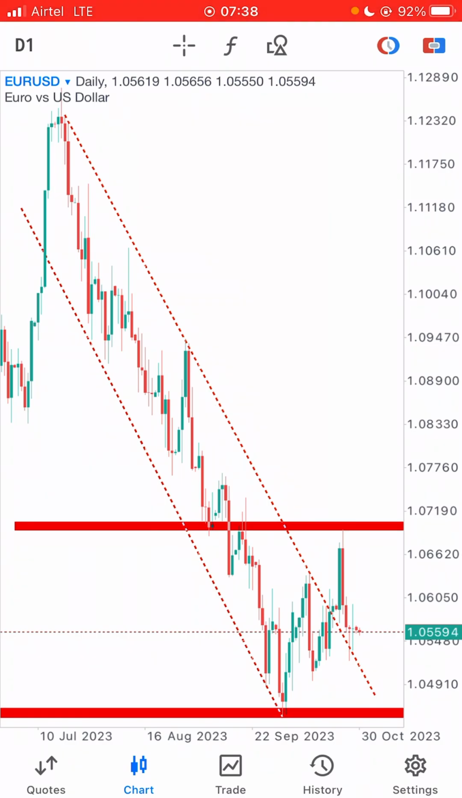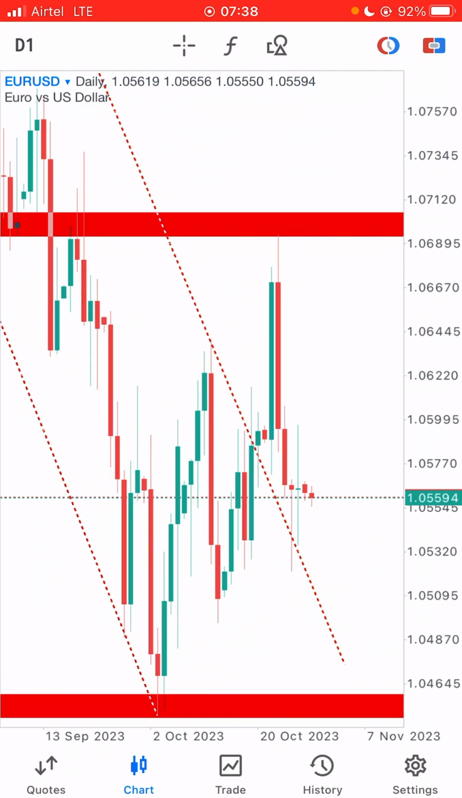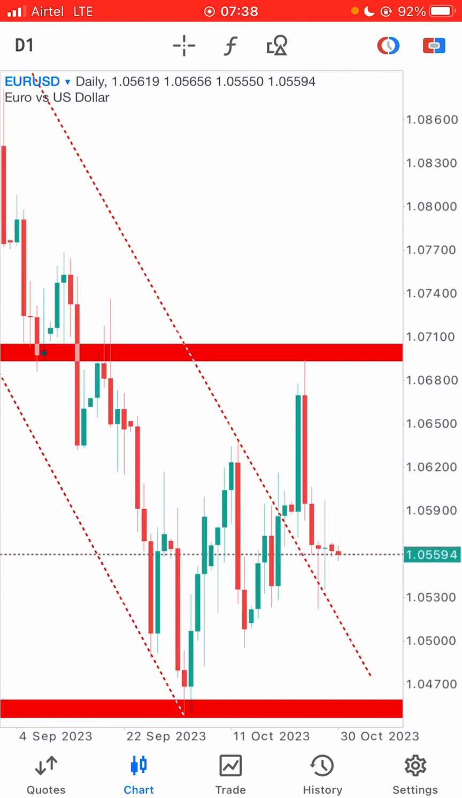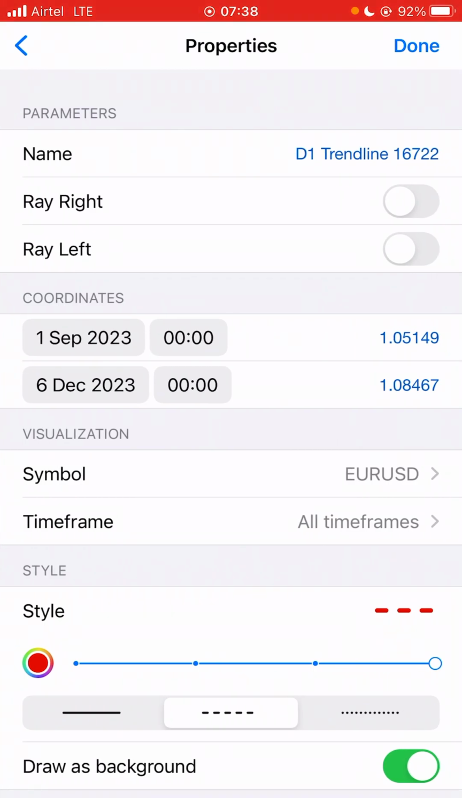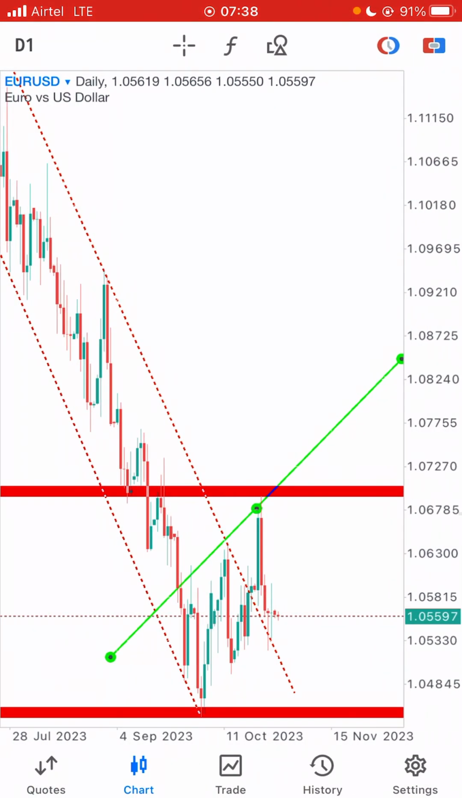But you can see currently it's forming an uptrend. Why are we saying it's an uptrend? Because you can see it has started forming higher highs. All right, so you connect those points like that. Let's change our trend line to green and to fully solid. All right, just like that.